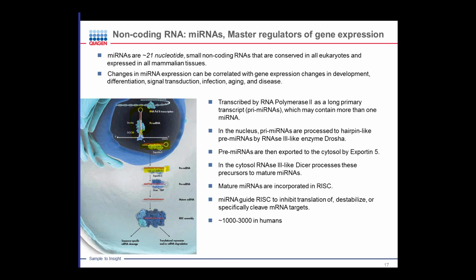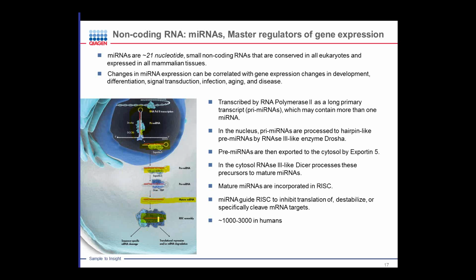This pre-microRNA with this hairpin loop on it is again processed into a mature microRNA, which is a short double-strand RNA. It's assembled into what's called a loaded RISC complex, or an RNA-induced silencing complex, in which one strand of this mature microRNA is actually assembled in RISC. The other strand is discarded. This is done by an ATP-dependent helicase.